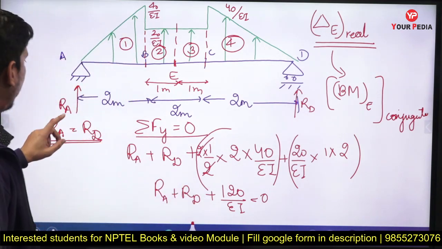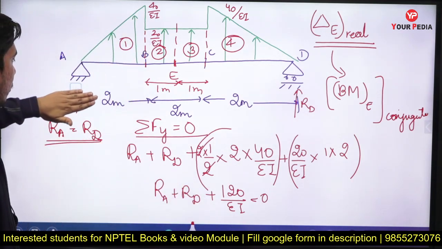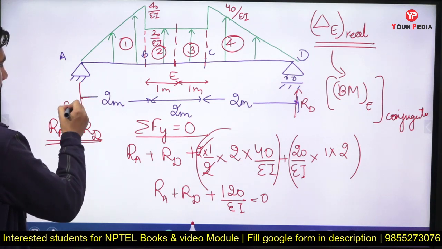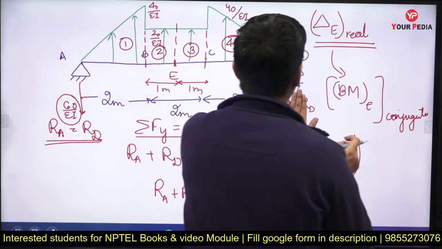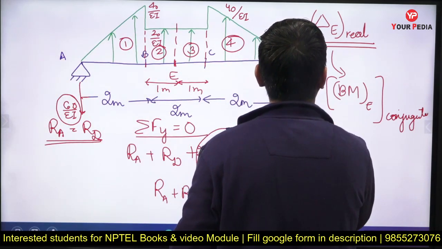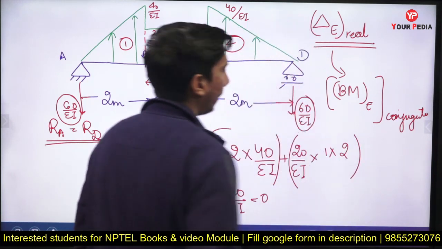Since it is minus, I can correct the direction. It means the value of RA is 60 upon EI but in the downward direction, and the value of RD is also 60 upon EI but in the downward direction.